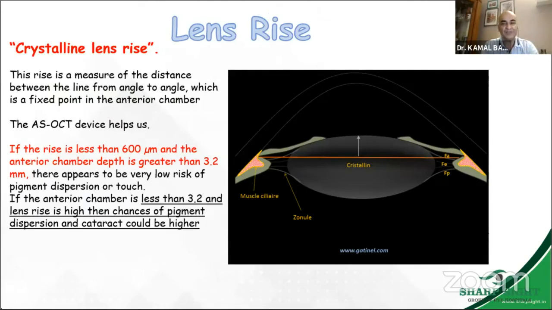And this is what a lens size is, an angle to angle line drawn from each side. If you take the distance from this to the anterior capsule distance, this is the lens size.